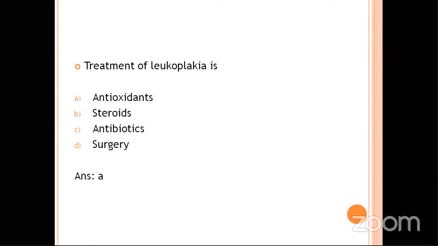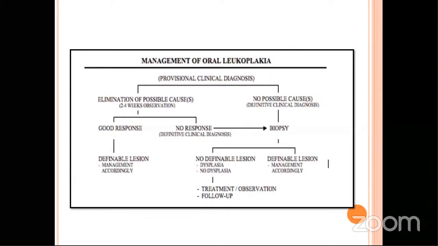Okay, so antioxidants, out of these options, antioxidants is best, and if there is an option like A and D, you can give A and D. Actually, a surgical incision we can take and send for a biopsy, and then we can do an excisional surgery. So initially, if there is any cause, we have to remove the cause, and if there is no cause, then we have to do a biopsy, and then we have to treat accordingly.